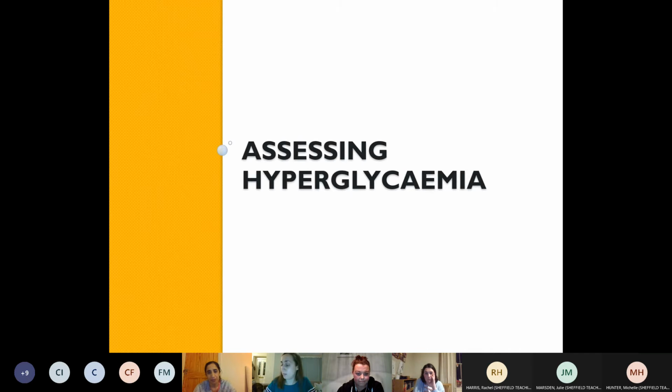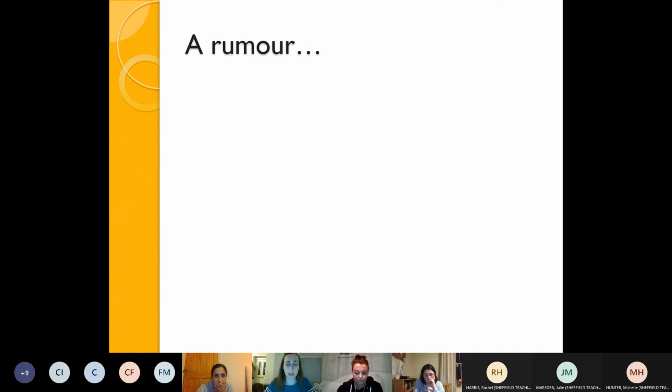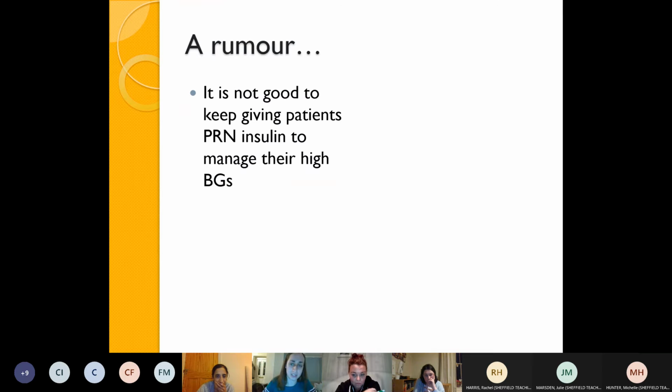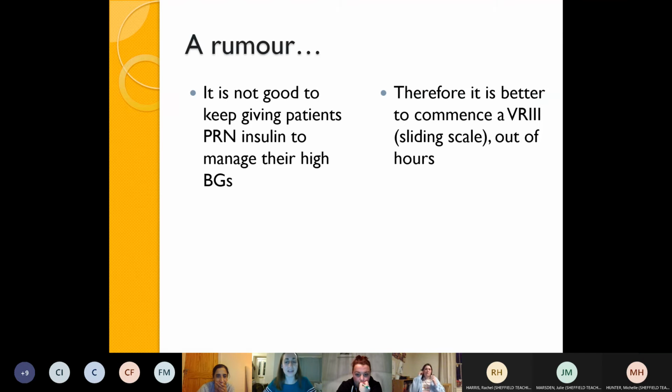Right, so let's go through a few bits of hyperglycemia out of hours. This is something that I always heard when I was an F1 on nights, that just giving patients PRN insulin here and there isn't very good. You know, you're not managing them properly, blah, blah, blah. But then what's the other option? Is it better to commence a variable rate, a sliding scale, out of hours? I used to think it was, but I don't know what you guys think.